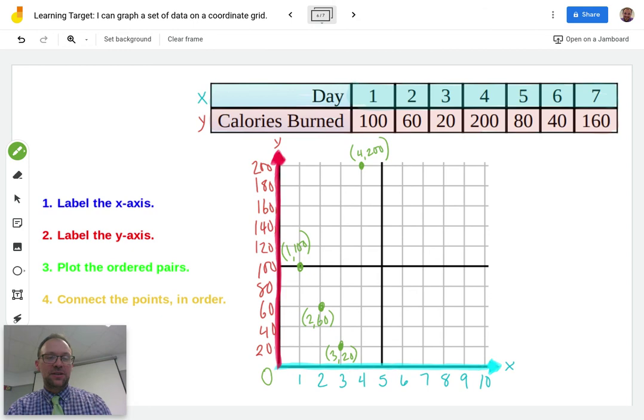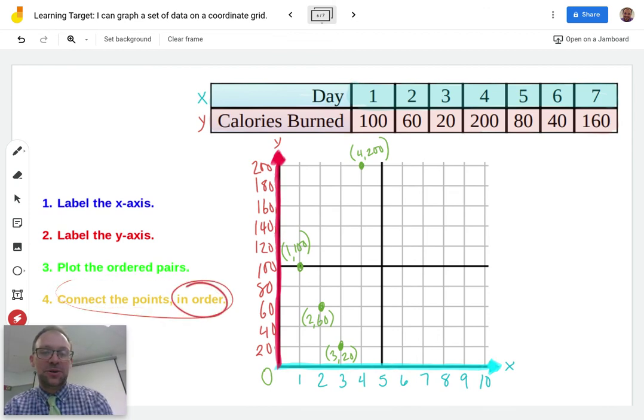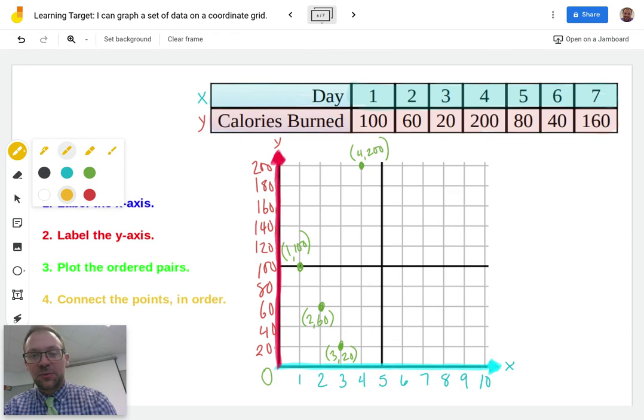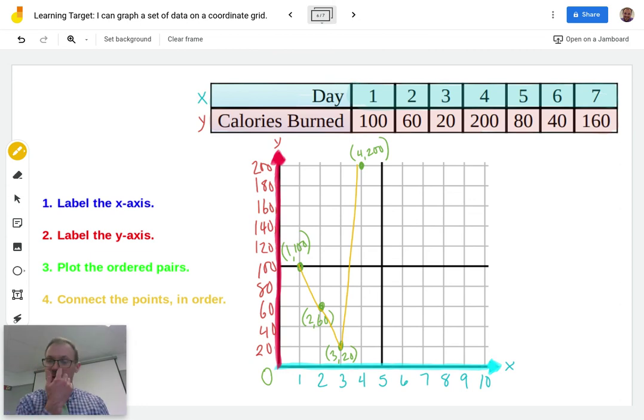And our final step, if we pretend like we are done plotting this set of data, which we're not, would be to connect the points in order. So let's do that. We'd connect point 1 to point 2 to point 3, and then to point 4. And if we looked at this data and used this graph to help us understand it, we could see that the calories burned per day dropped drastically in the first 2 days, but then jumped way up in the third and the fourth day, which would tell us that it's possible this person really started to exercise on day 4. And that's maybe how they burned so many more calories.